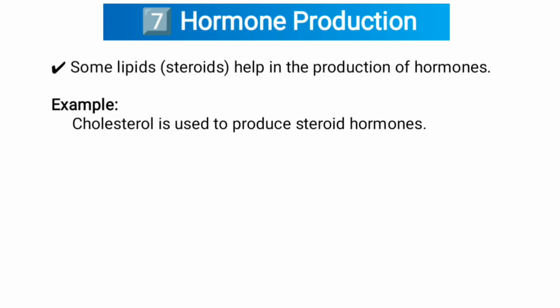Seventh, hormone production. Some lipids, mainly steroids, help in the production of hormones. Example, cholesterol is used to produce steroid hormones.